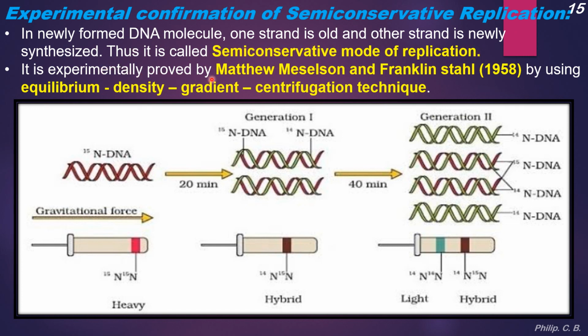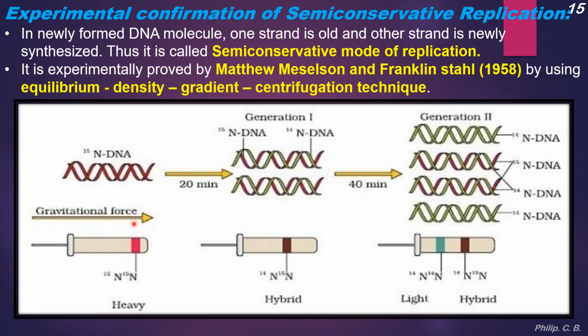It was experimentally proved by Matthew Meselson and Franklin Stahl in 1958 by using the equilibrium density gradient centrifugation technique. I repeat here, experimentally proved by Matthew Meselson and Franklin Stahl in 1958, how the semi-conservative replication is carried out by the equilibrium density gradient centrifugation technique. So here I added an image related to that.